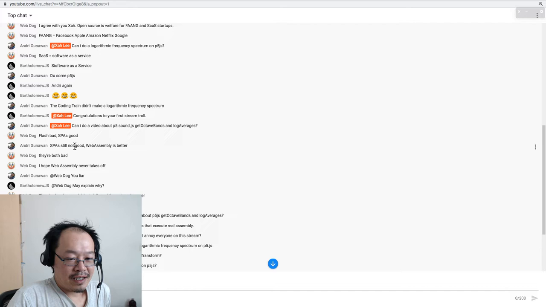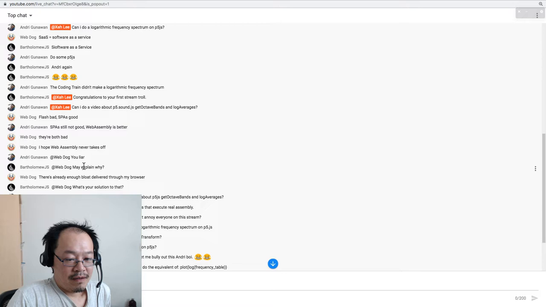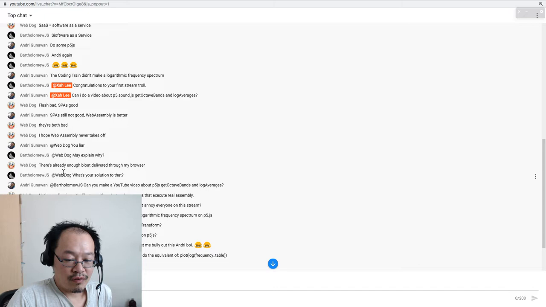SPAS still not good. WebAssembly is better. They are both bad. I hope WebAssembly never takes off. May explain why. There is already enough bloat delivered through my browser. So what's your solution to that?